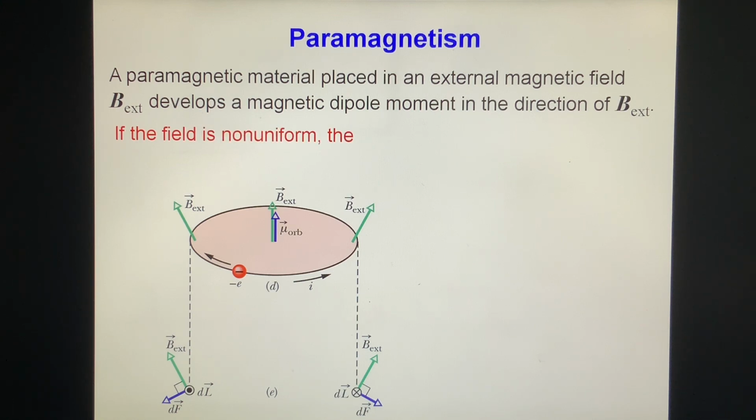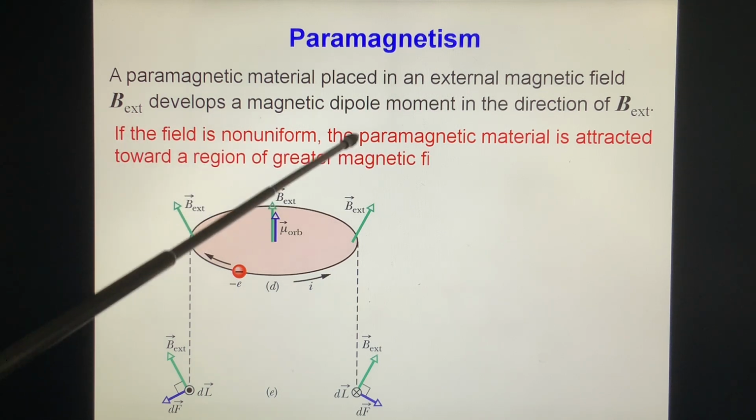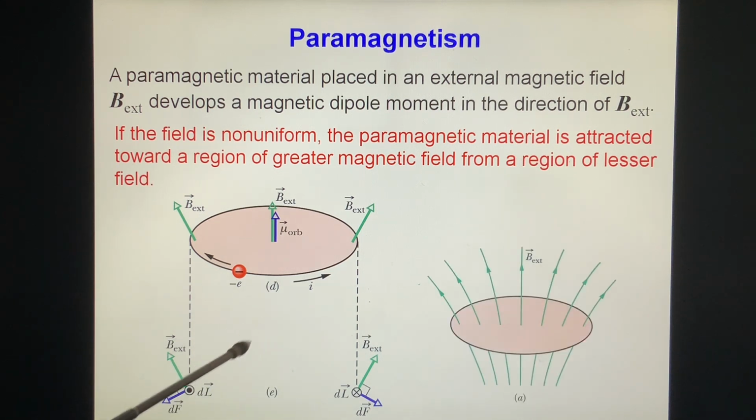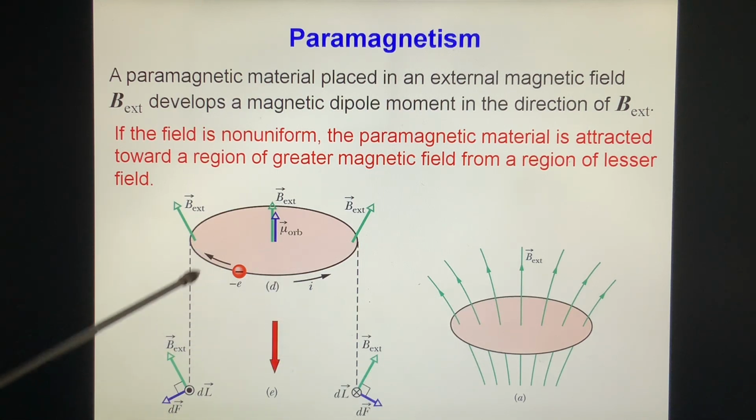If the field is non-uniform, the paramagnetic material is attracted towards a region of greater magnetic field from a region of less field. This is a great magnetic field, this is less field. And we calculate from above, it has force down. It's from the less to greater.